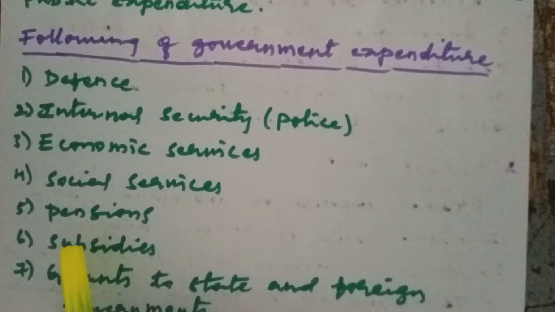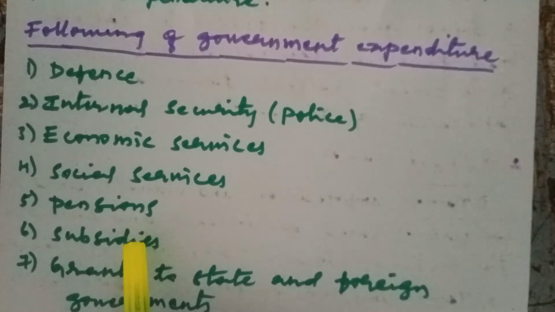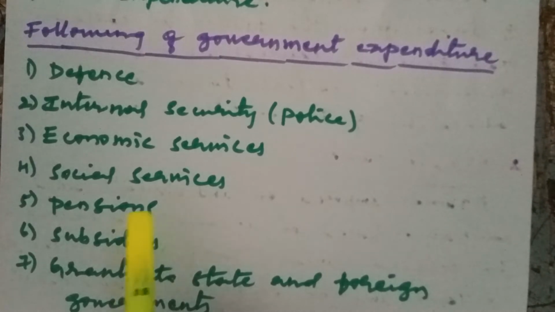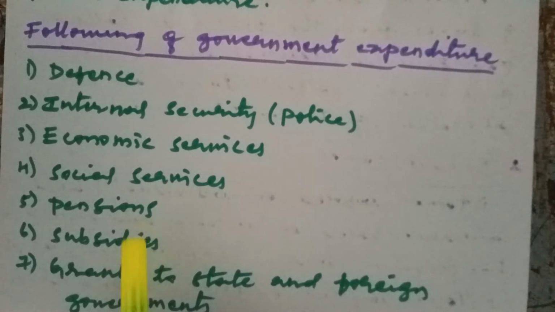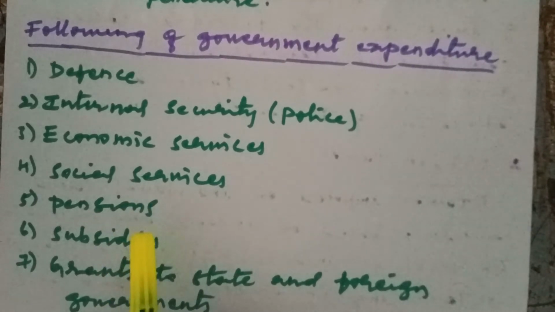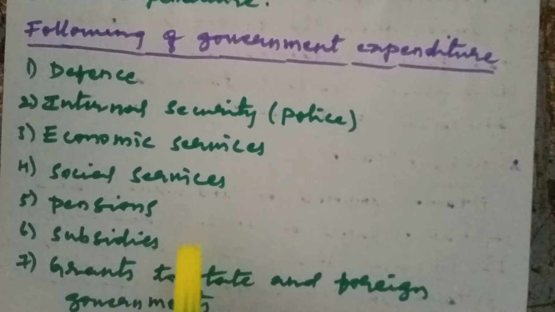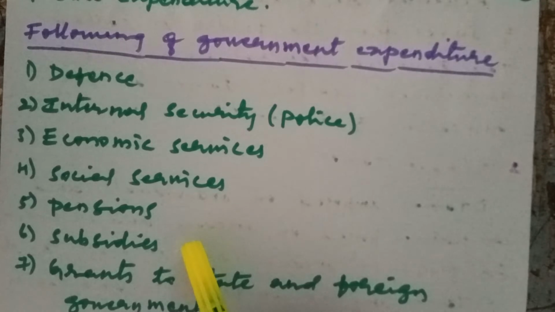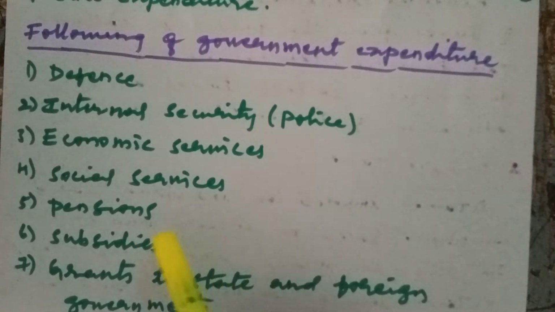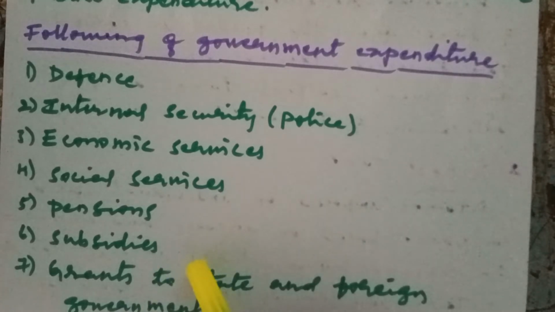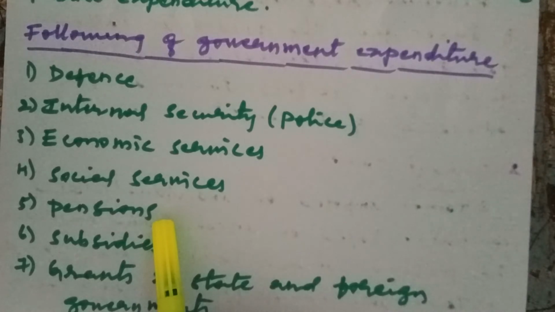And the fifth one is pensions. Students, you know about pensions. Old age people, disabled people, and some other people, employees also, receive pensions from the government. Pensions are not provided by private people; they are provided only by the government. Why will the government provide pensions? For the welfare of the people, to improve the quality of their life, to increase the standard of the people. For that purpose only, government will incur expenditure on pensions.